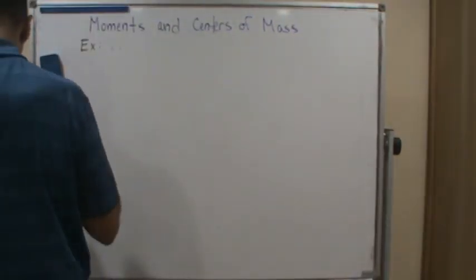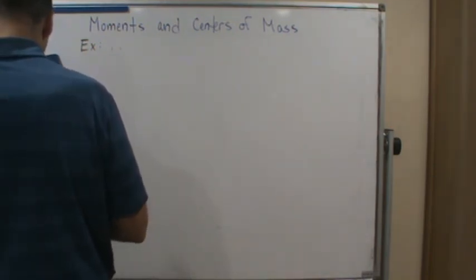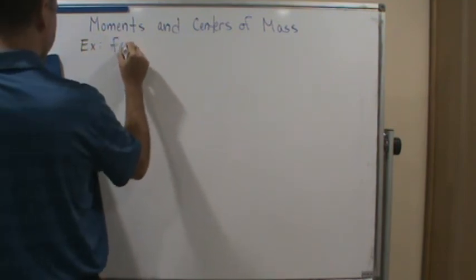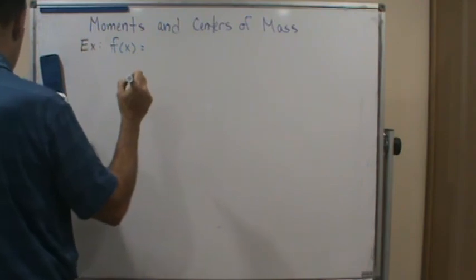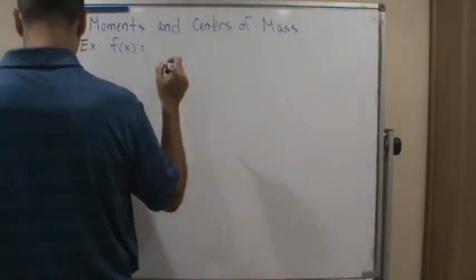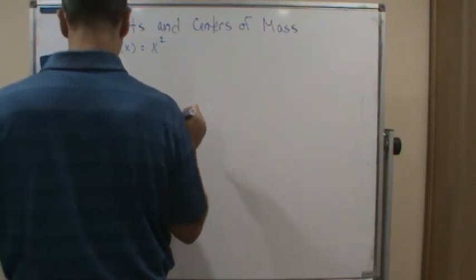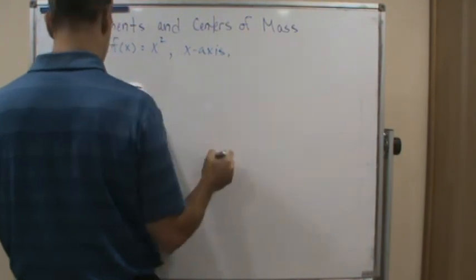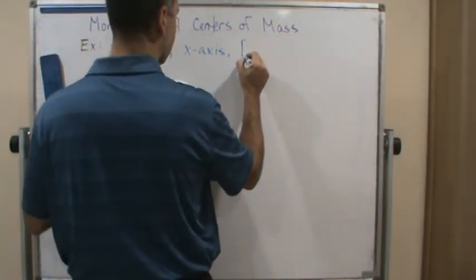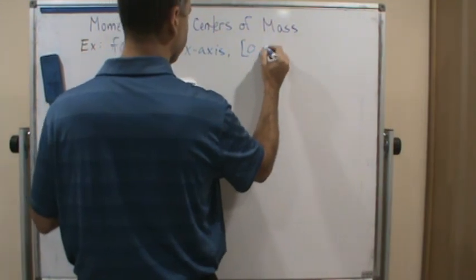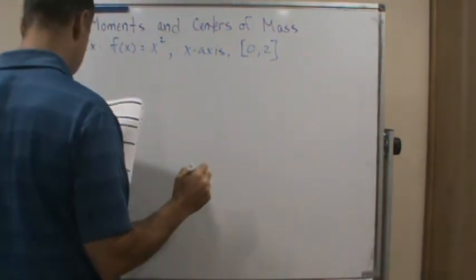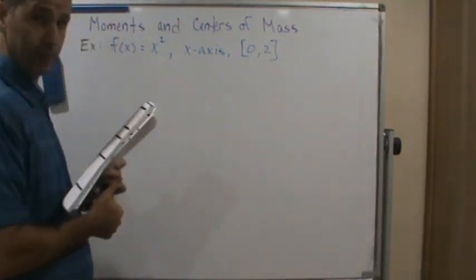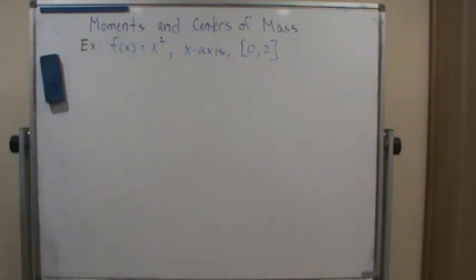Okay, now here's one for you. So let's say we have a region, R, and it's bounded above by the function f of x equal to x squared, and it's bounded below by the x-axis and over the interval from 0 to 2. Find the centroid of this region with the associated lamina of this region.